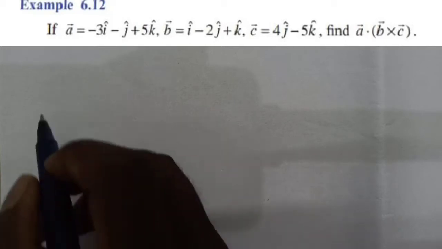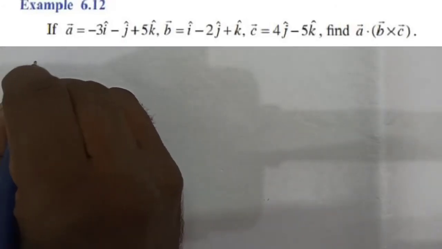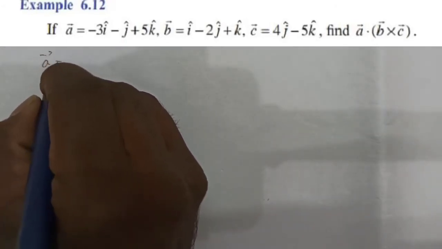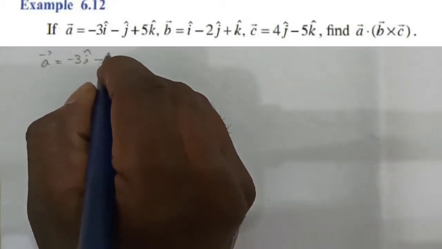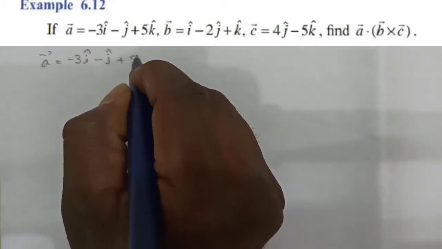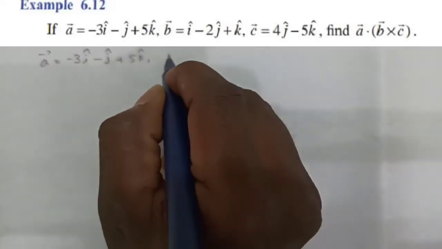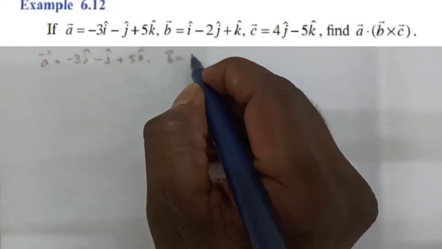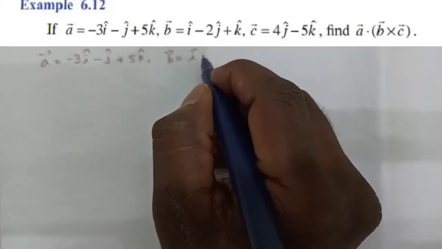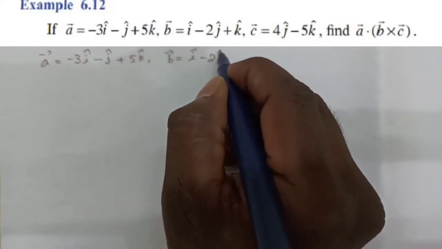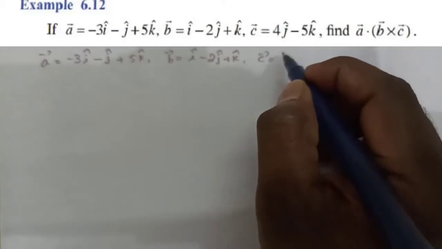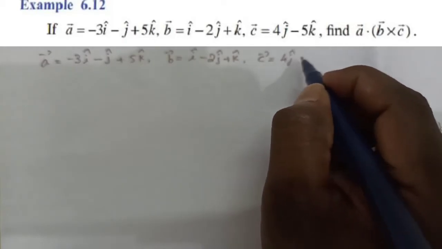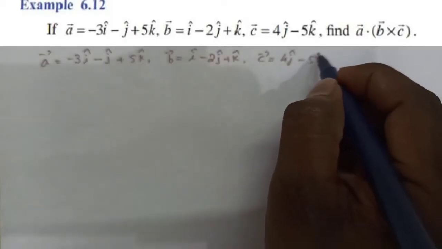Okay, so what values are given? First one, A vector, that is -3i cap - j cap + 5k cap. Next one, B vector, that is i cap - 2j cap + k cap, and C vector equal to 4j cap - 5k cap.